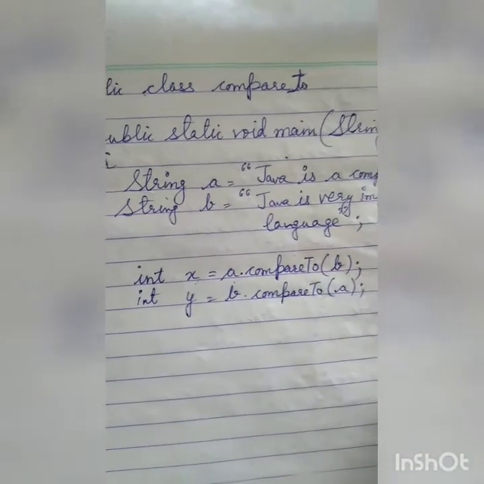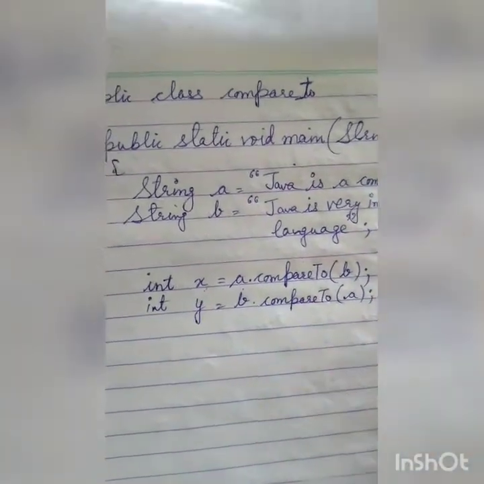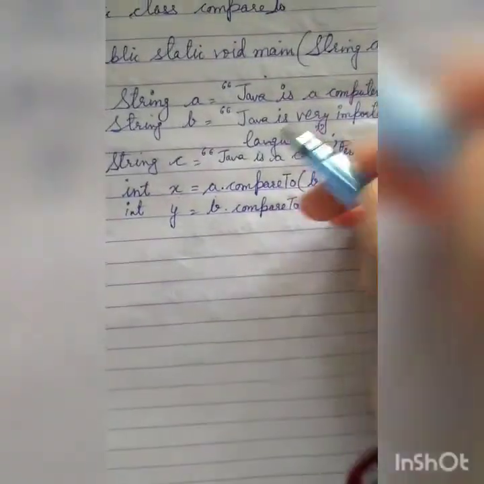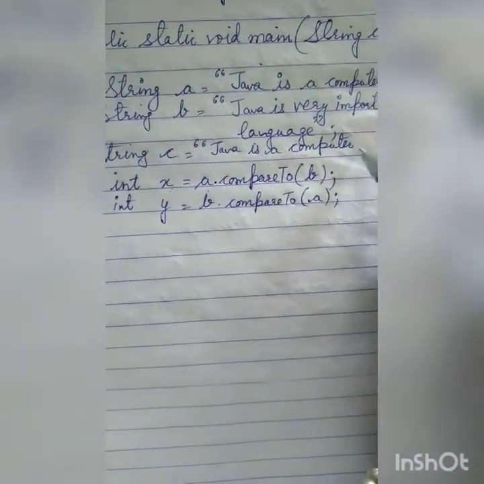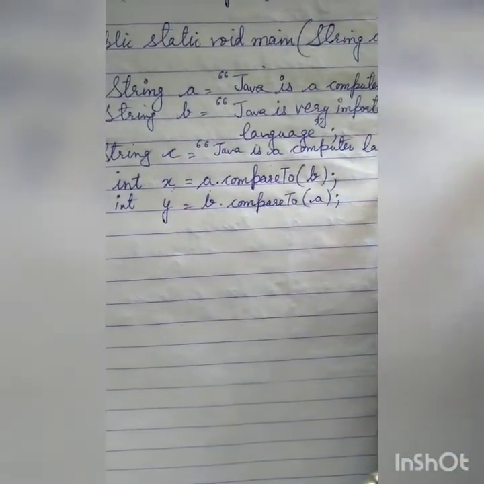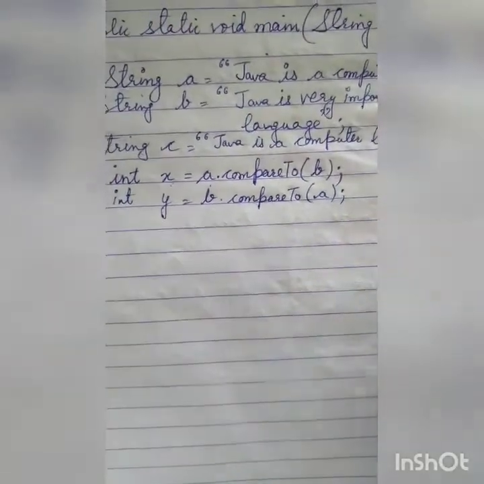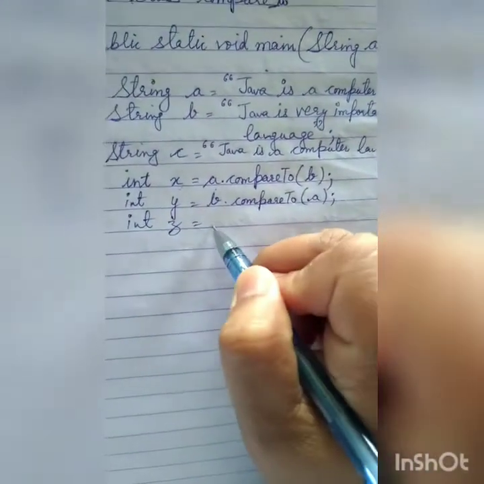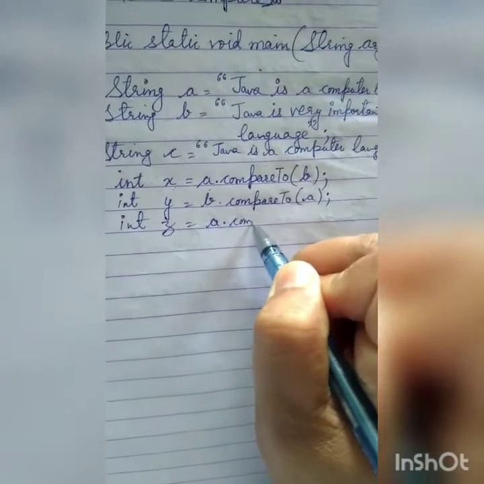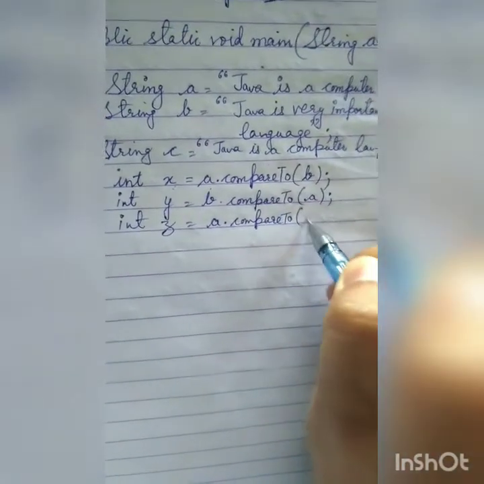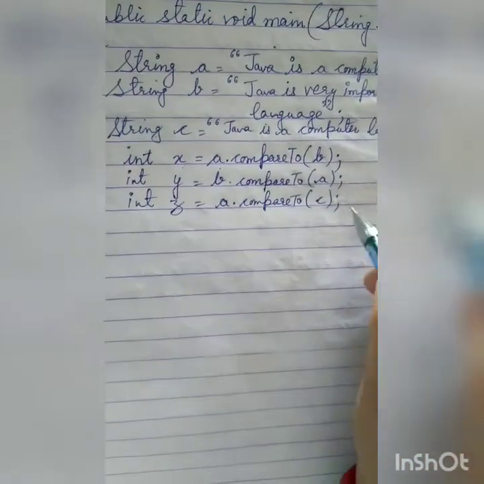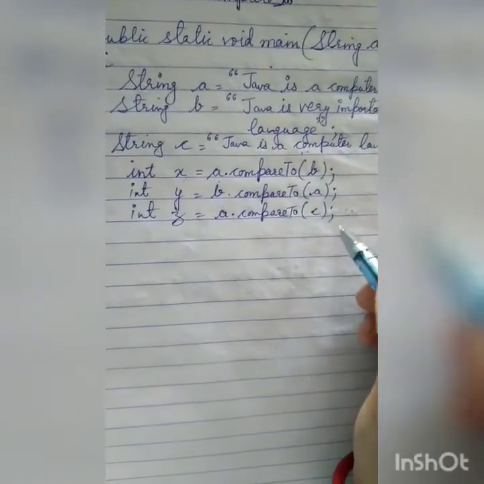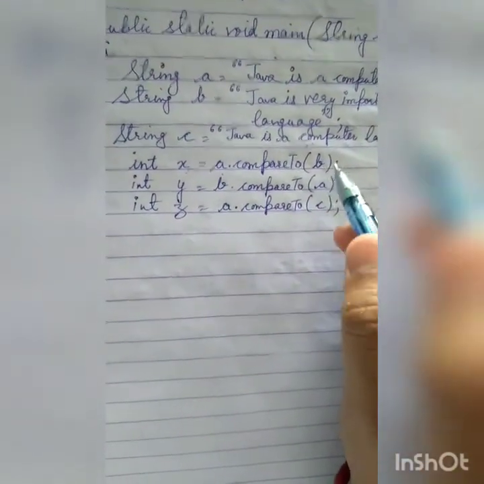Now, third thing, I am taking one more variable which is similar to your string A. I have taken variable C: "Java is a computer language", same as you have given in your string A. Now let us compare it. I am taking another variable, int z is equal to a.compareTo(c). If you run this, you will get the output as 0 because these two strings are the same. That is why its output will be 0, whereas in the first two variables its output will be different.